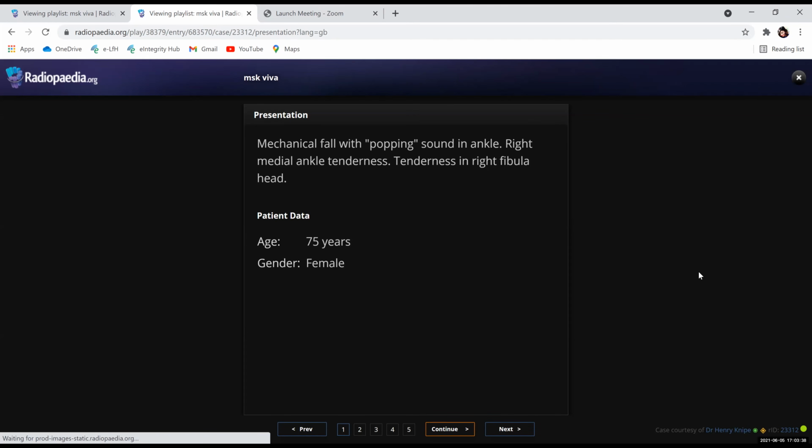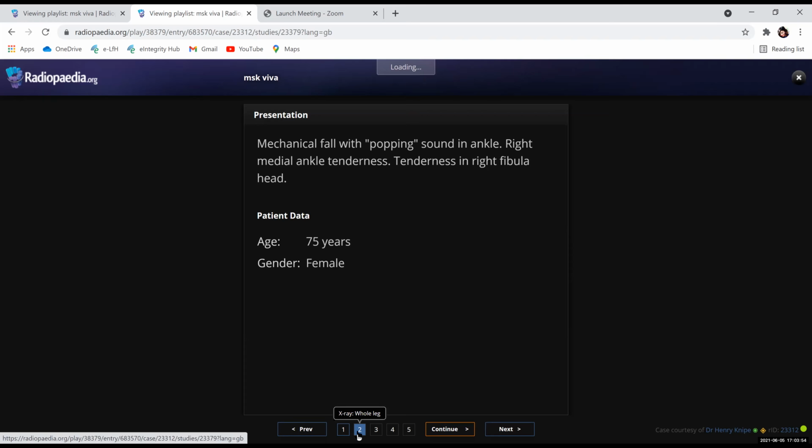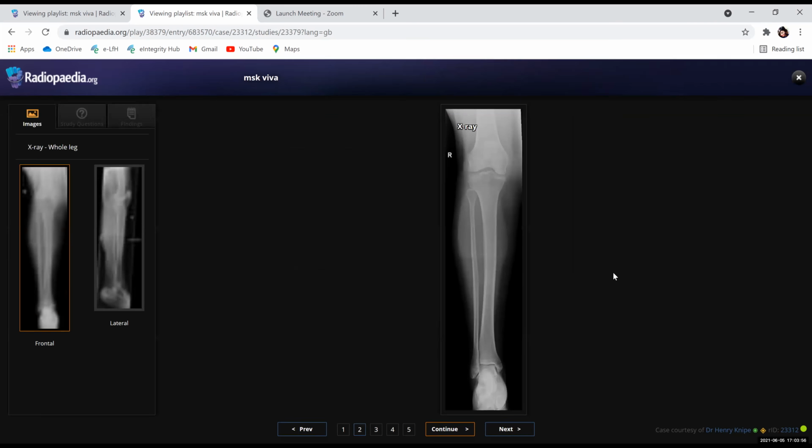Mechanical fall with a popping sound in the ankle, right medial ankle tenderness, tenderness in the right fibular head. This is a frontal radiograph of the entire leg, including the ankle and knee. I can see there is a fracture line at the medial malleolus.